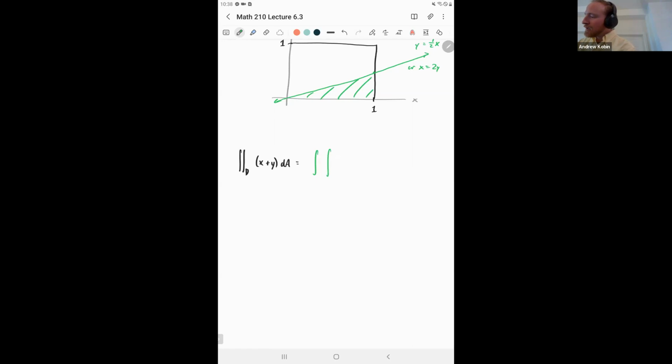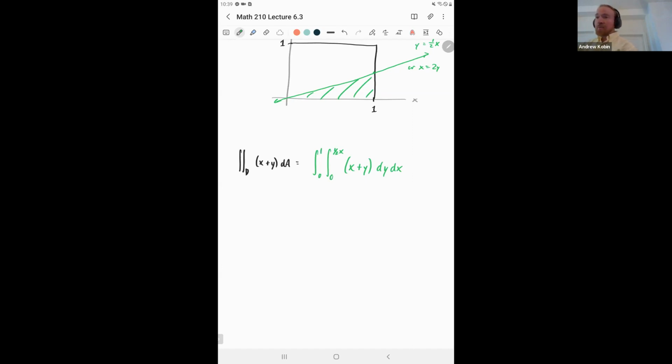The inner bounds, which will be y bounds, are x ranging from 0, that's the x-axis, up to this line, which is 1/2 x. The function we're integrating again is x plus y, our probability density function, and we'll integrate with respect to y on the inside. Then we'll do x on the outside, and notice that x just ranges from 0 to 1. That one was pretty easy to figure out.